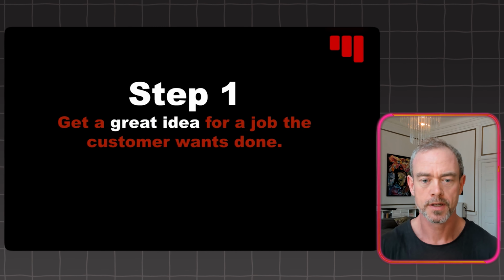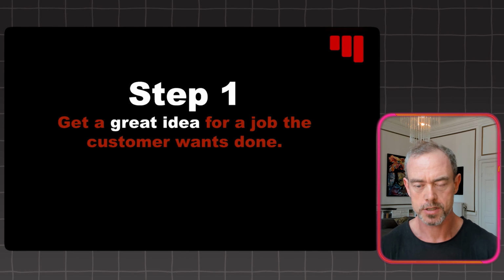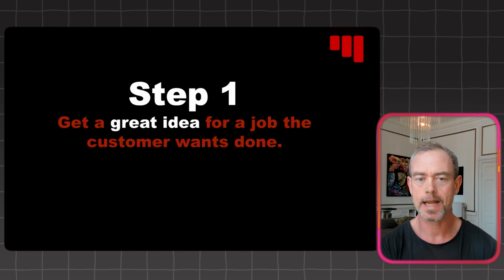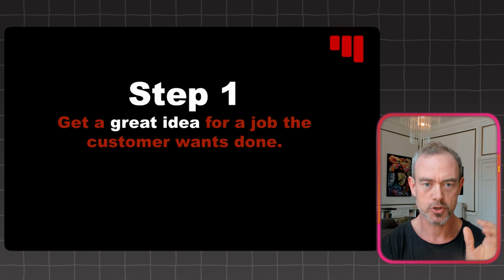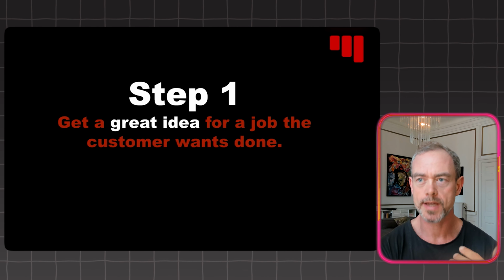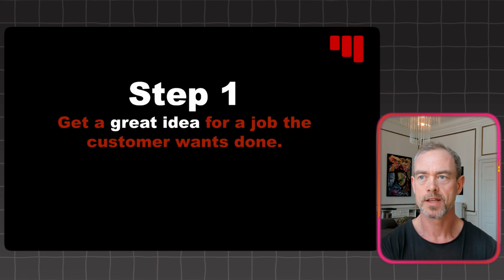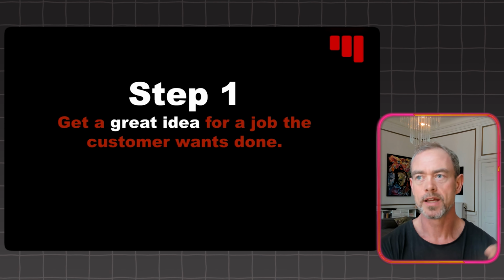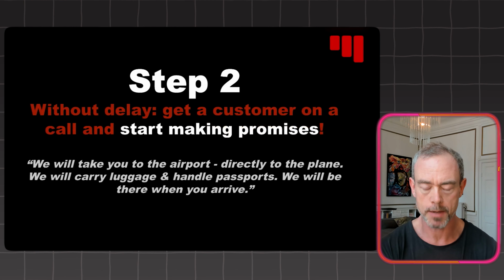Five easy steps. Step number 1 is get a great idea for a job the customer wants done, meaning that you need to understand that there has to be some sort of demand and willingness to pay for a thing. Like if customers don't want to get to the airport, you can't supply the taxi service to get there, right? So it just needs to be centered around a job to be done. Like they need X done and they are willing to spend money for it. That's what you tap into.